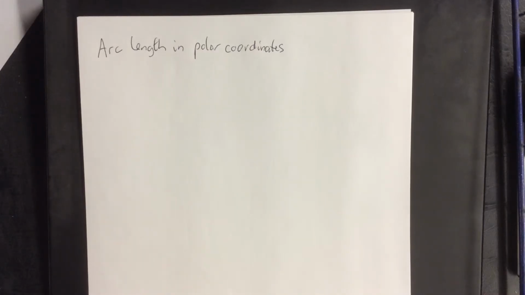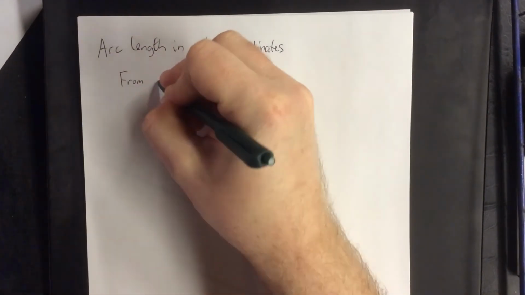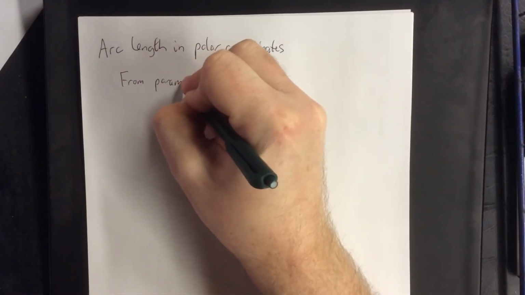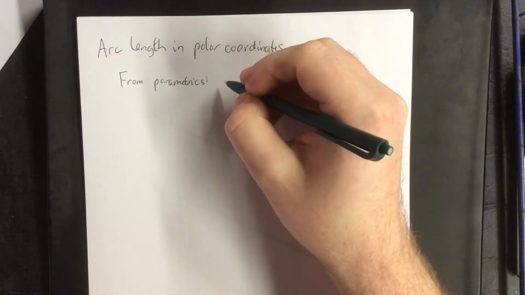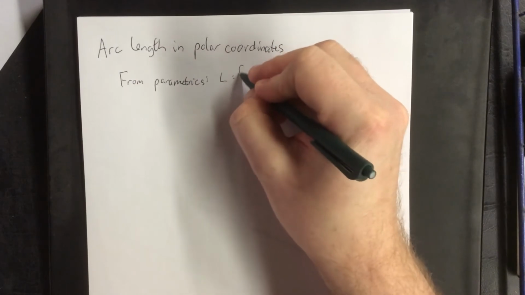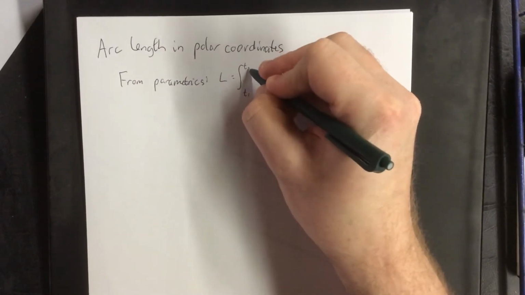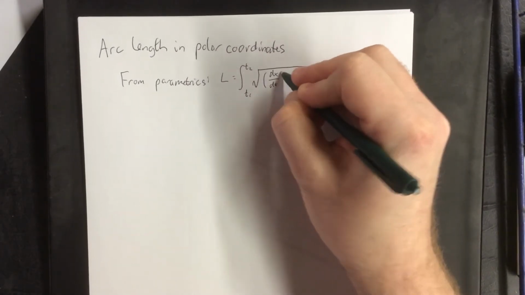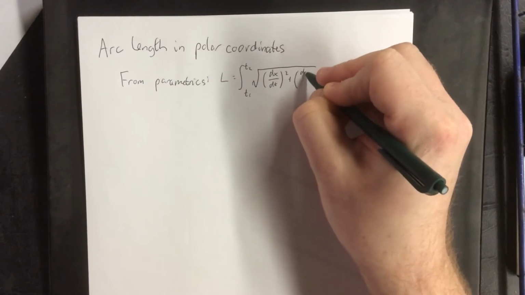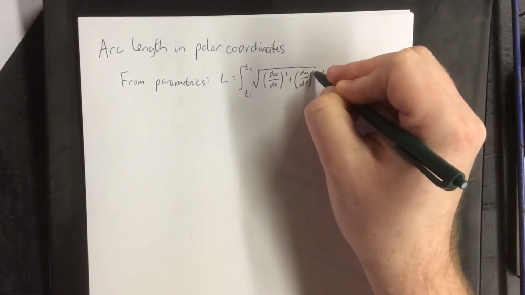So next up, we're going to introduce the arc length in polar coordinates formula. Now, from the stuff that we did with parametrics, the total arc length is going to be equal to the definite integral from t equals t1 to t equals t2 of the square root of the derivative of x with respect to t squared plus the derivative of y with respect to t squared. We're going to integrate that with respect to t.